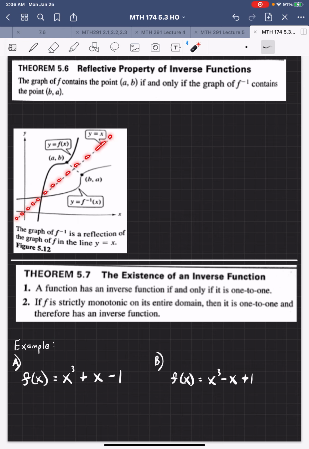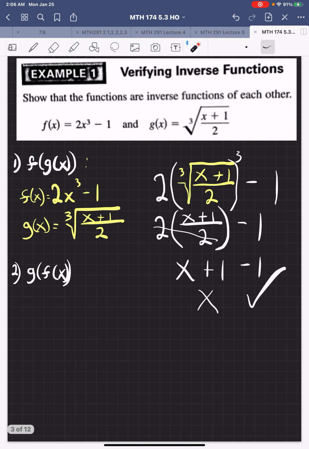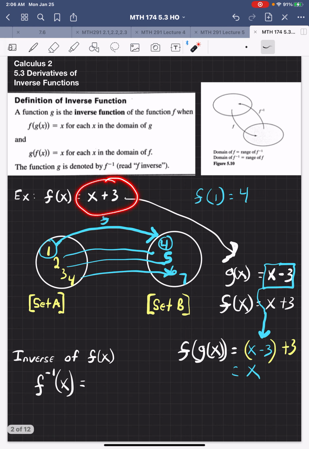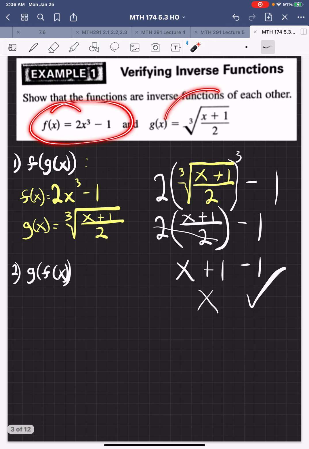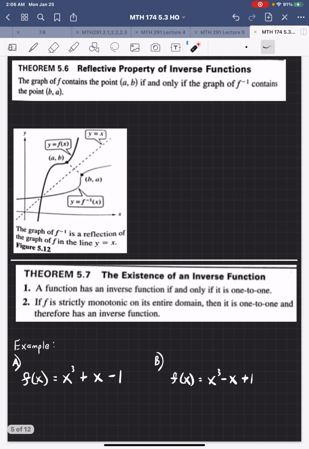So if you go back, my apologies for scrolling back, remember how we showed that these two were inverses? If you take those two functions and graph them on your calculator or Desmos, either way, because they're inverses, you are going to see a symmetry. The graphs are symmetric about the line y equals x, right?